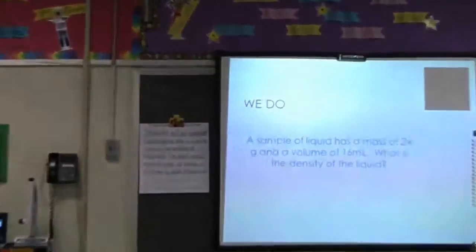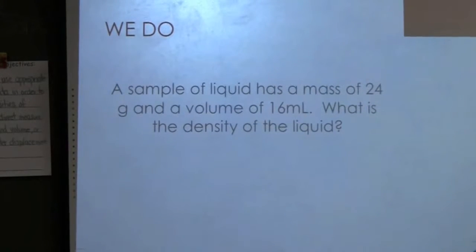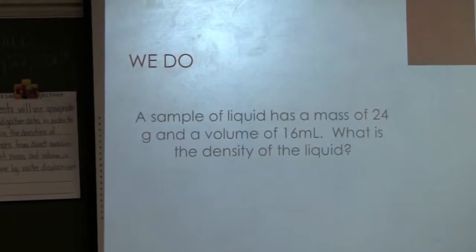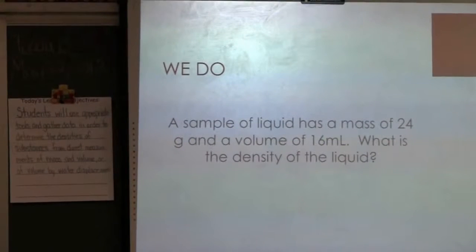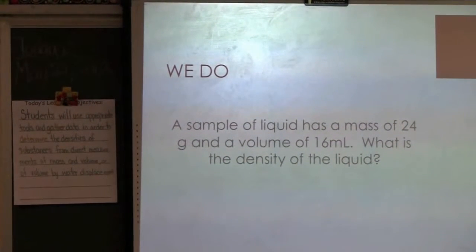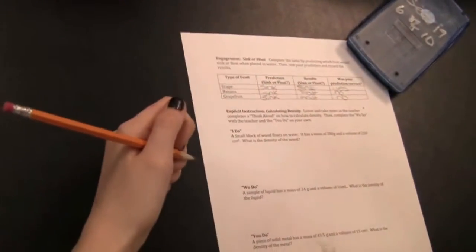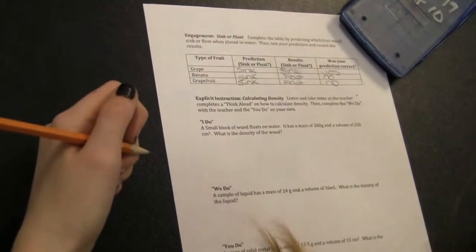Can I get a reader? Stephanie? A sample of liquid has a mass of 24 grams and a volume of 16 milliliters. Yes, 16 milliliters. What is the density of the liquid? Okay, so in this portion of the explicit instruction, we're going to do this together. So, somebody tell me, what are they asking for me to find? James? They're asking you to find the density. They want us to find the density.